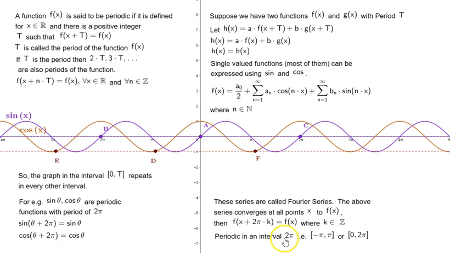Periodic in an interval, it could be 2 pi, it could be any other period also. But since we are talking of sine and cos, we usually take it as 2 pi. Now that interval we can take any. We can take it from minus pi to pi. We can take it 0 to 2 pi. That is up to us.